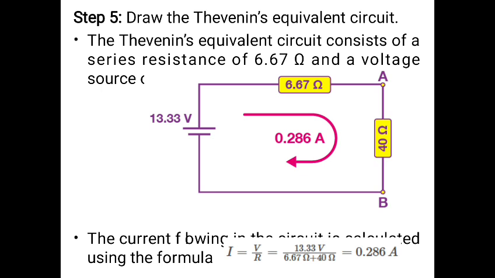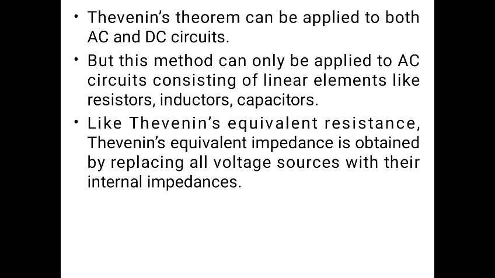Draw the Thevenin's equivalent circuit. The Thevenin's equivalent circuit consists of a series resistance of 6.67 ohms and a voltage source of 13.33 volt. The current flowing through the circuit is calculated using the formula I is equal to V by R, which is equal to 0.286 ampere.